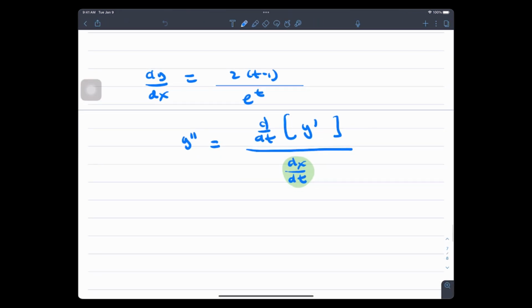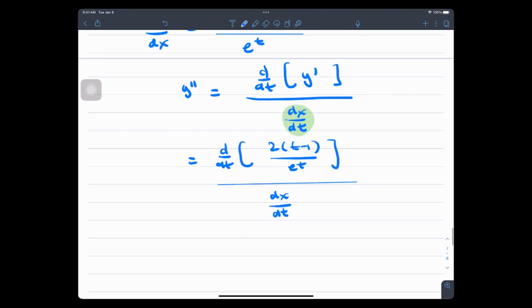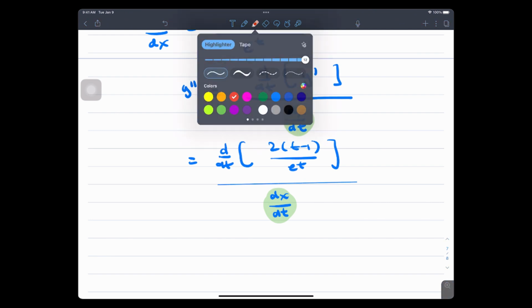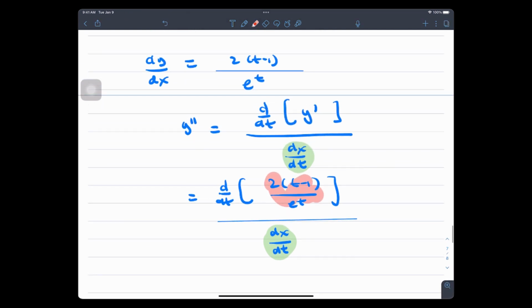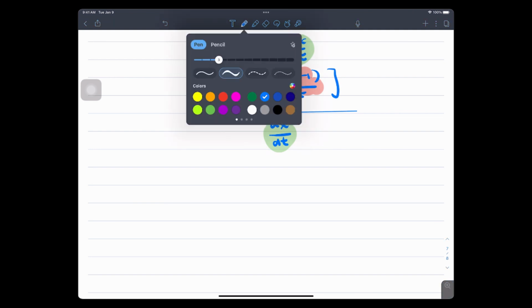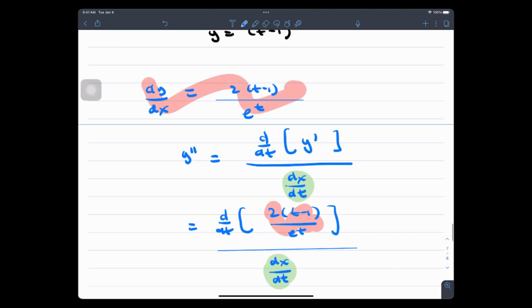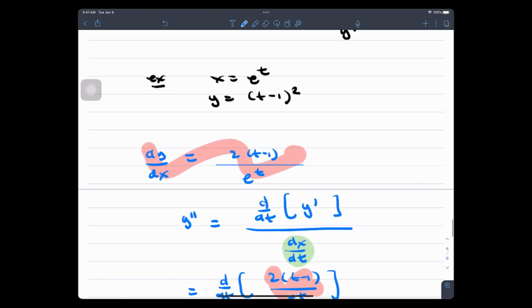All right. So you say, oh, what does that mean? Well, I have to take d/dt of (2t minus 1) over e to the t, over dx/dt. And that was that first derivative I'm saying here for you guys. Okay, do you guys know what dx/dt is, by the way? Yeah, it's e to the t. Is that true?